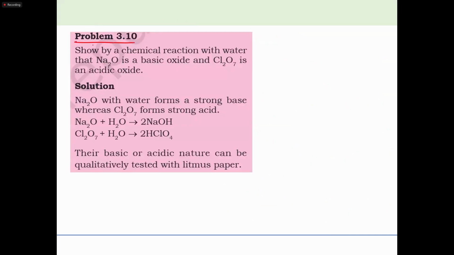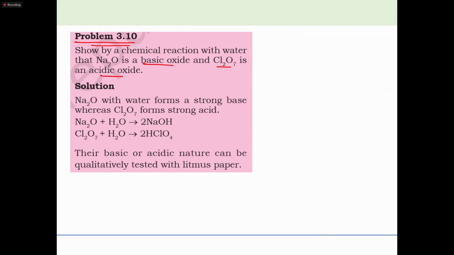just a problem I have given here. By chemical reactions with the water, Na2O is a basic oxide and Cl2O7 is an acidic oxide.